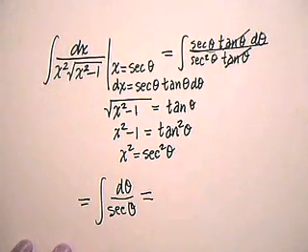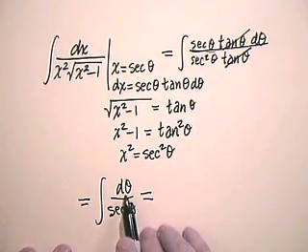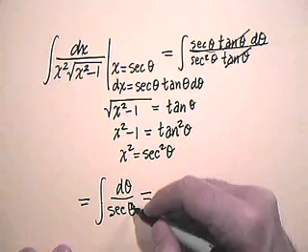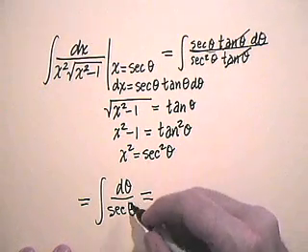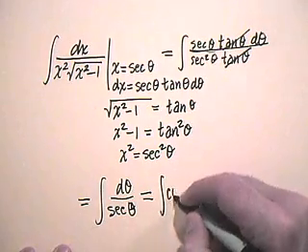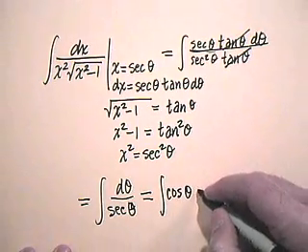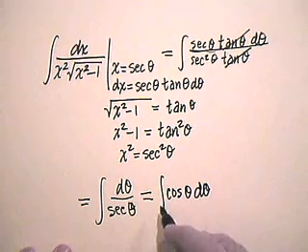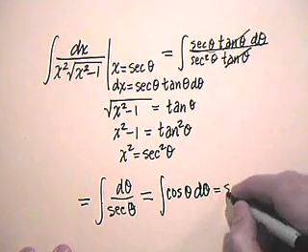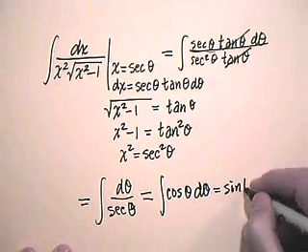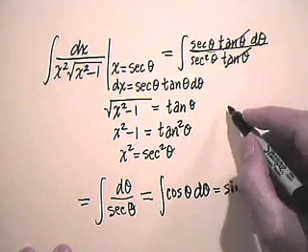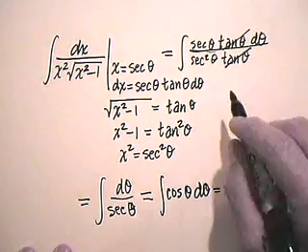Well, how do I possibly anti-differentiate 1 over secant of theta? Well, let's remember, secant of theta is the reciprocal of cosine theta. So 1 over secant theta is cosine theta. This is the indefinite integral of cosine theta d theta, and of course the antiderivative of cosine is simply sine. So we have the sine of theta. Well, how can we figure out what the sine of theta is?